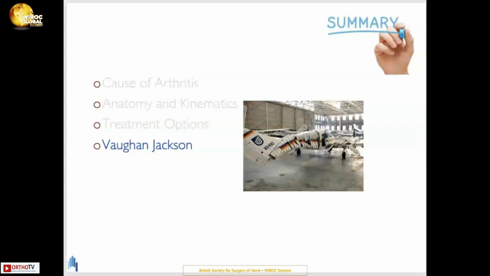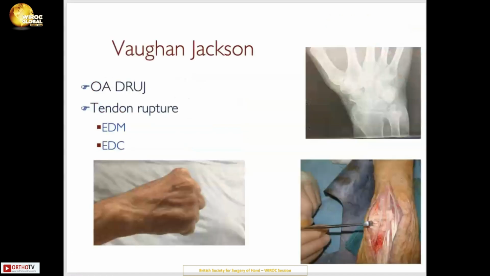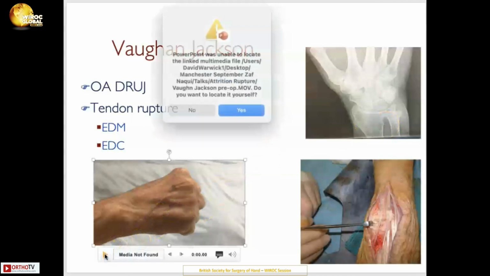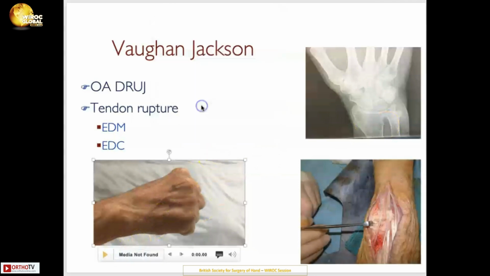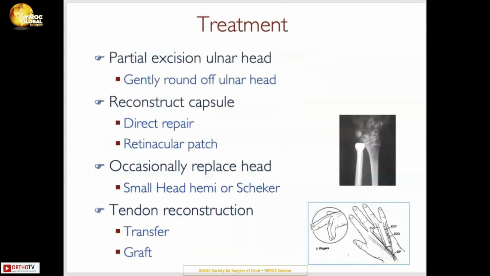Now we'll finish with the Vaughan-Jackson syndrome. This is a condition in which the tendons are lacerated by a sharp ulnar head with arthritis. You can see here a patient who has drooped tendons.